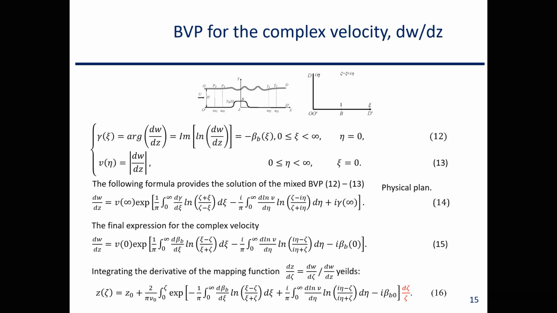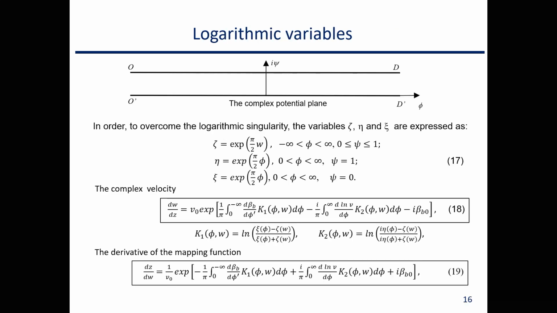Continuing. So second, we need to determine the expression for the complex velocity. At this stage, we assume that we know the function of the argument on the bottom, and we know the function of the magnitude of the velocity on the interface. Then applying the integral formula as shown before, we easily obtain the complex velocity and the mapping function, which maps the first quadrant onto the zeta plane. Next slide, please.